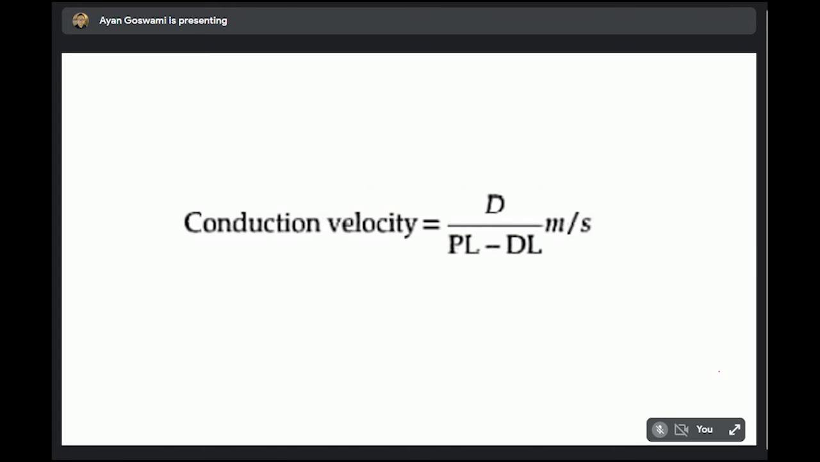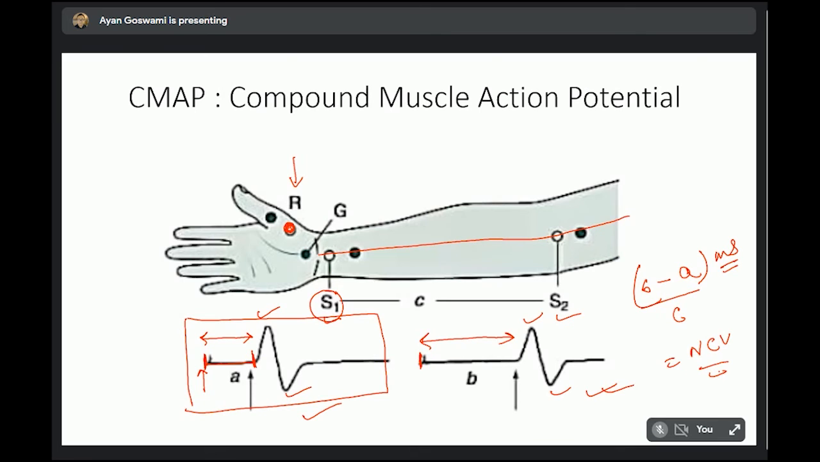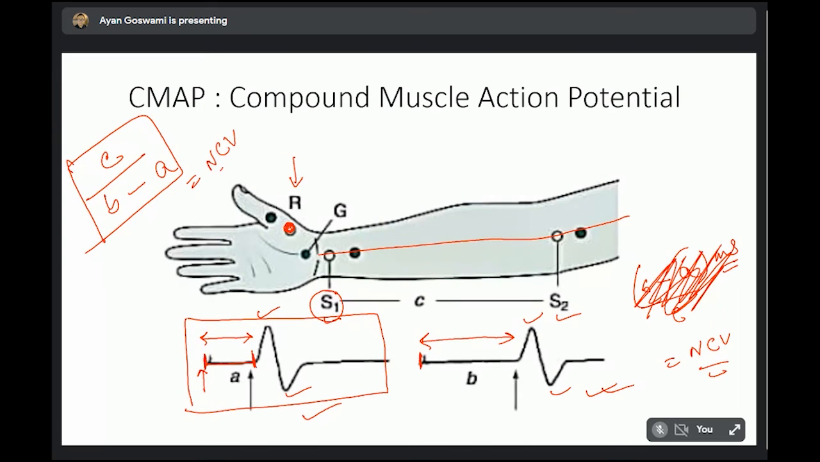Velocity will be distance by time. Oh, sorry, it is C by B minus A. Correct? C by B minus A is your nerve conduction velocity.